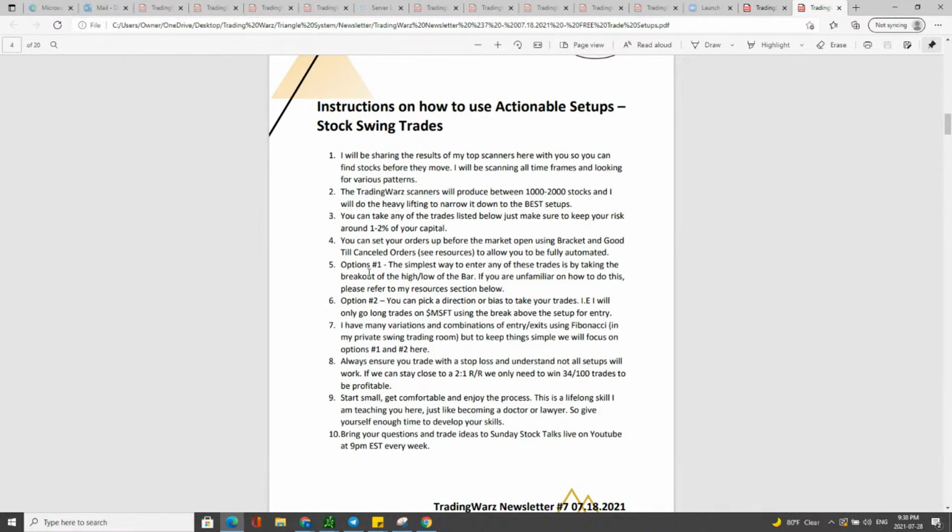Option 1. The simplest way to enter any of these trades. So when I say these trades, it's basically these inside bars. The simplest way to enter these inside bars is by taking the breakout of the high or low of the bar. If you're unfamiliar with how to do this, please refer to my resources section below. Option 2 is you can pick a direction or bias to take your trades, i.e. I will only go long trades on Microsoft using the break above the setup for entry. I think I need to write a little bit more. Anyways, let's go through it together.